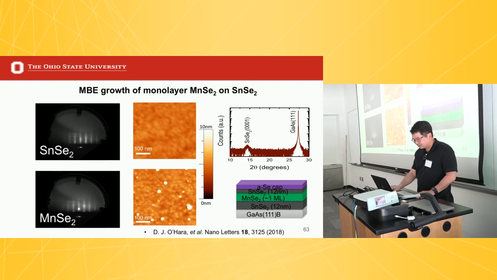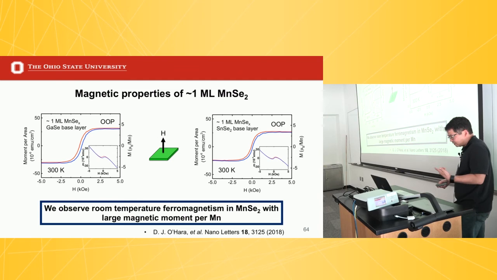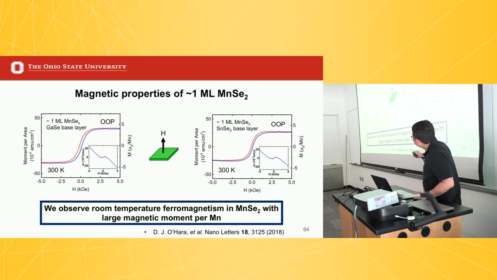Okay, but here's the magnetic property. And we've seen this a long, long time ago. If we look here, this is on the gallium selenide base layer. This is the raw data. And of course, there are some background signals that you always get in SQUIDs. And then here's what you have left. You can definitely see in the raw data, you already see the hysteresis. And these are at room temperature. And then you have a hysteresis loop that looks like that.